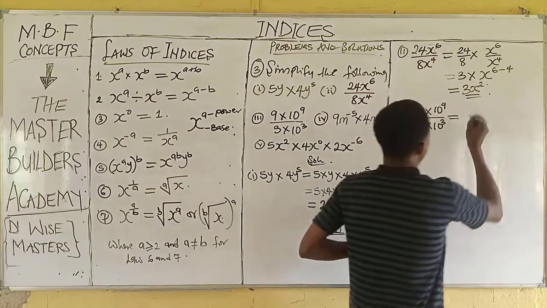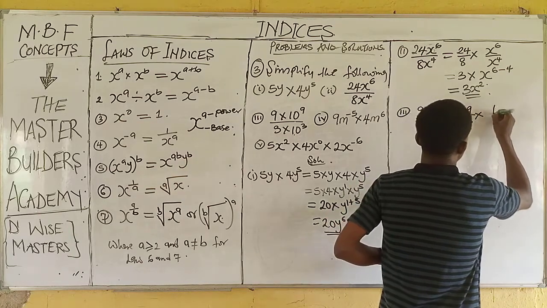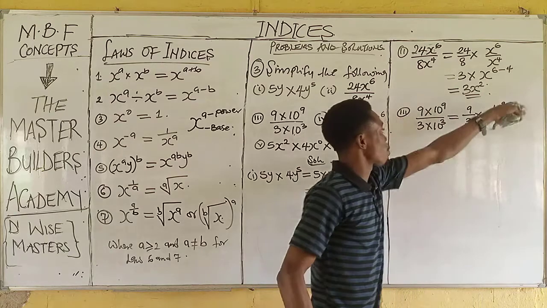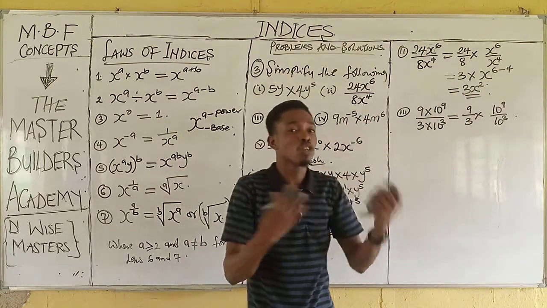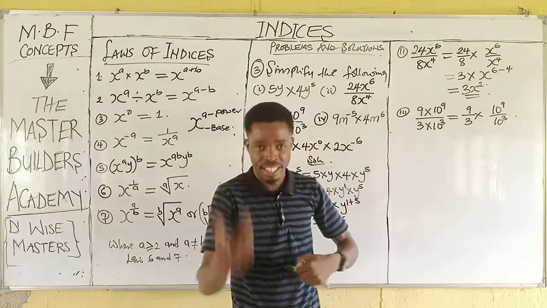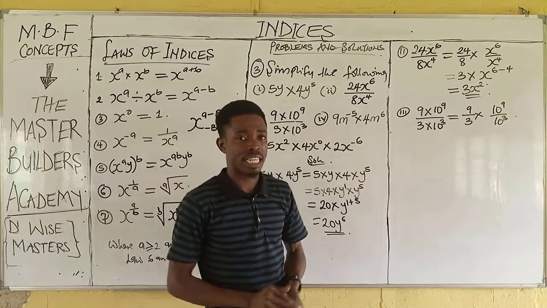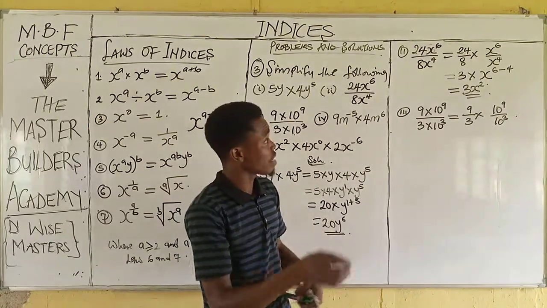What I mean is that we can have this to be what? 9 over 3 multiplied by what? 10 raised to the power 9 over 10 raised to the power 3. Numerator multiply numerator, we have this. Denominator multiply denominator, we have this. Why are we doing all of this? So that we can at least apply one of the laws of indices. We can solve this direct. Are you there? Yes, you can solve it direct.